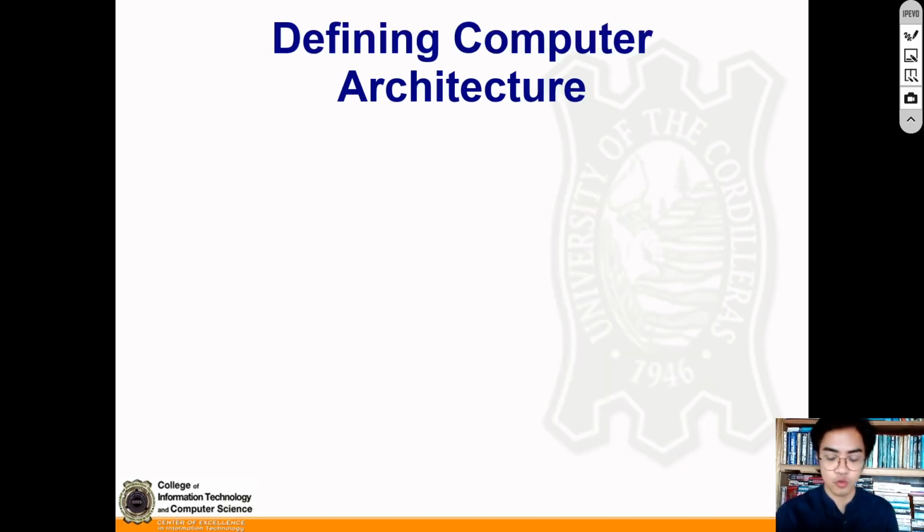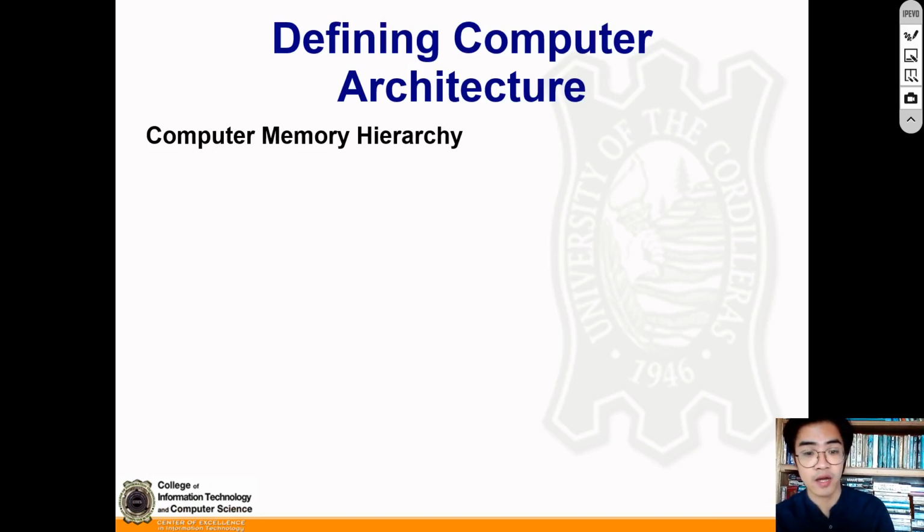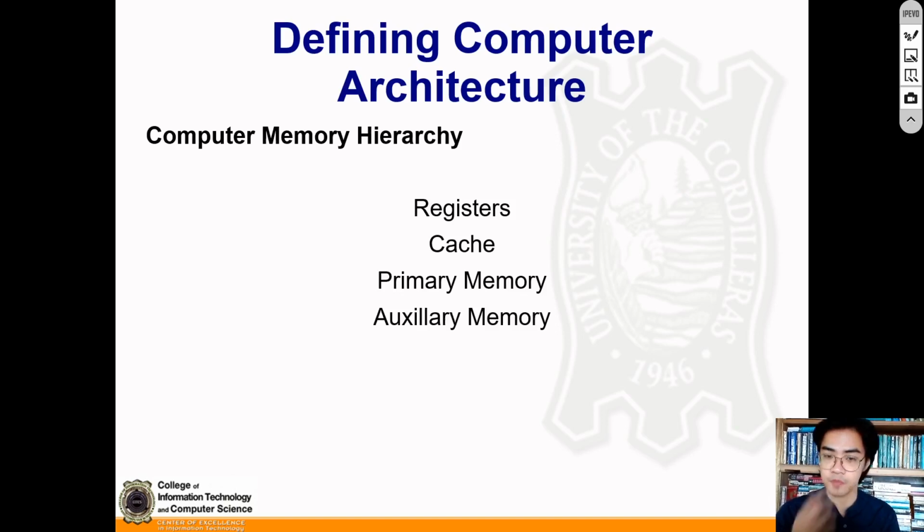So now we go through the computer memory hierarchy. Before we move on, I'd like you to be familiar with this hierarchy. So we start with the registers, and then we go through the cache, primary memory, and then auxiliary memory. Now the registers are your smallest in storage space. So we go from smallest storage space up to the largest storage space. Registers are mostly inside of your CPU and they have the smallest storage space.